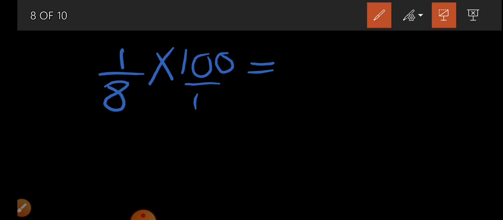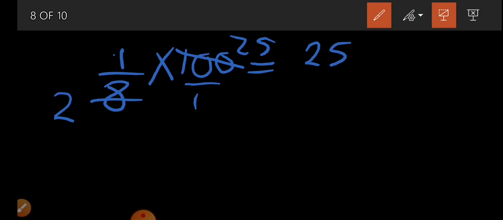8 and 100 both can be simplified, both can be divided by 4. Here divide by 4, 2. Here divide by 4, 25. So I have 25 multiplied by 1, which is 25. Down I have 2 multiplied by 1, which is 2. So 25 over 2. It's an improper fraction, so I should divide.